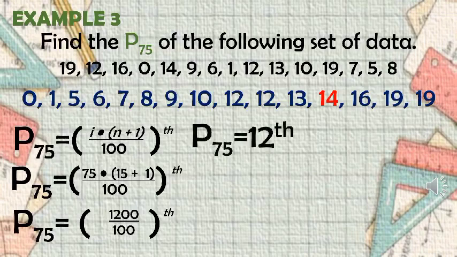So meaning the percentile 75 is the 12th data. So what is the 12th data? Let us count. 1, 2, 3, 4, 5, 6, 7, 8, 9, 10, 11, 12. So the 12th data is 14. Therefore, the percentile 75 is 14.